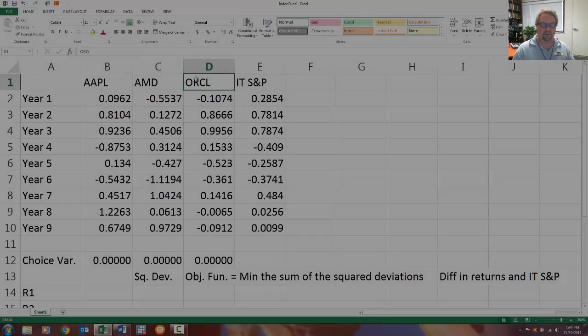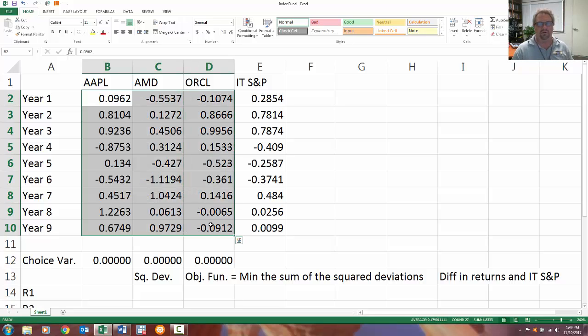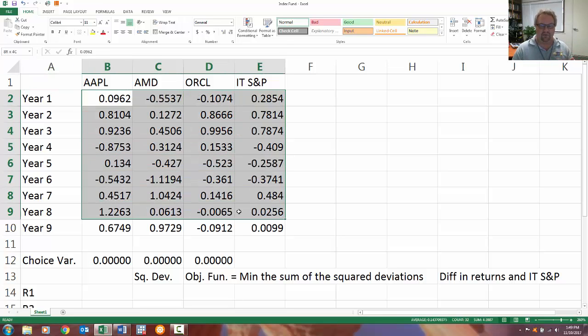So in this video, I'm going to cover problem 15 from chapter 8. They give us these returns for Apple, AMD, and Oracle, and they give us 9 years of returns. And they want us to create an index fund that is tied to the information technology S&P. Okay, so I've got all my data plugged in, right? They give us all this, so I got all plugged in.